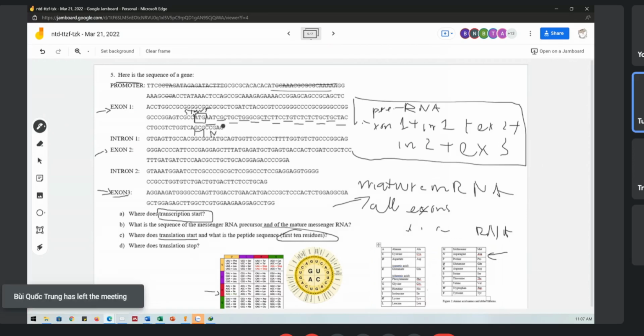Okay. Next one, CGC. We have C here. Go for the G and go for the G. We have arginine here. Okay, and so on. You do that for the next 7, so in total you have 10.